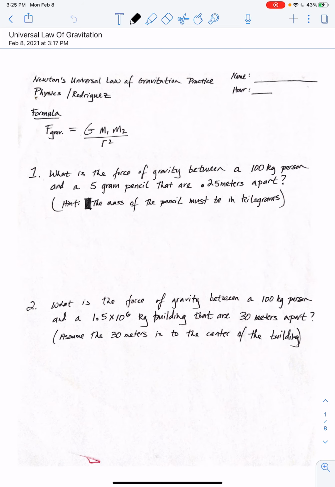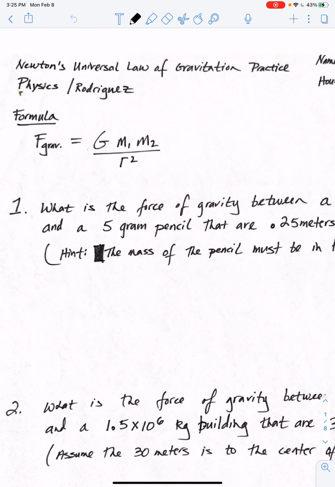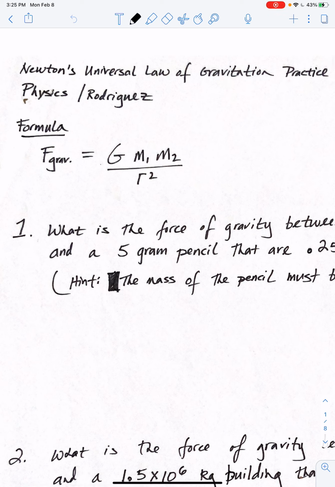All right, so in this lecture, I want to cover Newton's universal law of gravitation, which is this right here. It says that Fg is equal to G m1 m2 over r squared. This showed up in the video on Newton, if we got a chance to watch that in class.